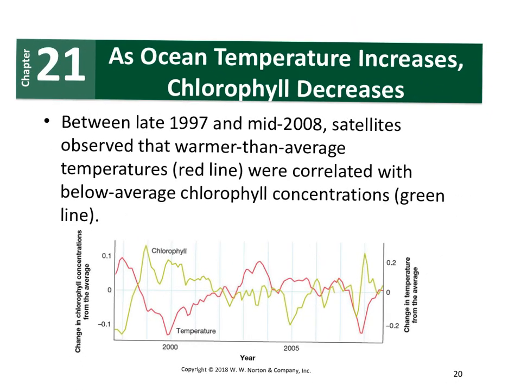So as ocean temperature increases, chlorophyll decreases. So between 1997 and 2008, satellites, remote sensing, observed that warmer than average temperatures in the ocean were correlated with below average chlorophyll. And so that's why there's less phytoplankton.